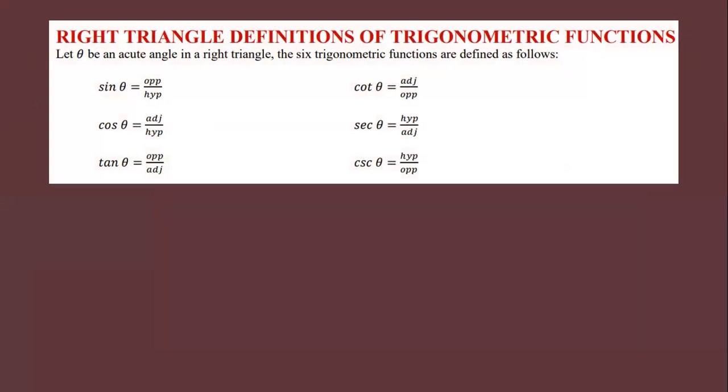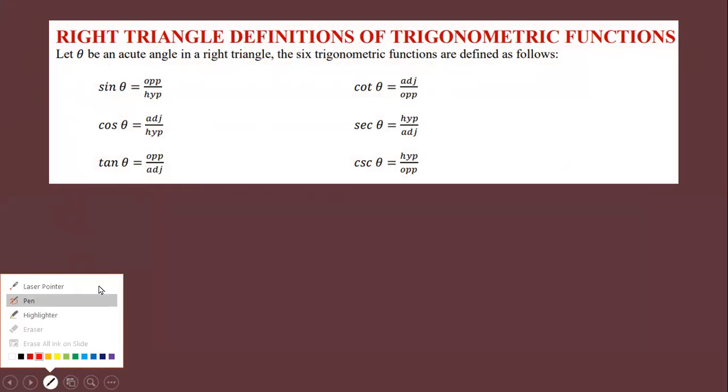Right triangle definitions of trigonometric functions. We let theta be an acute angle in a right triangle. The six trigonometric functions are defined as follows. You can see here below six trigonometric functions. And if you are wondering, yes, it is already in a different form.